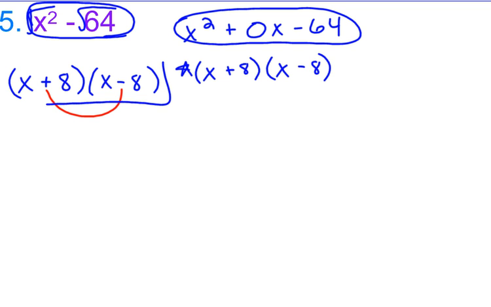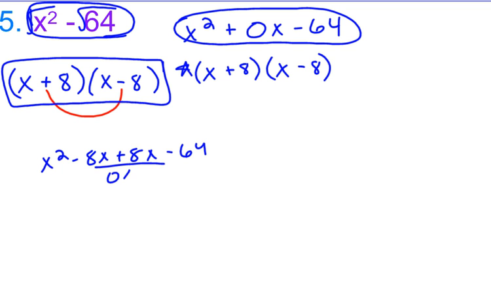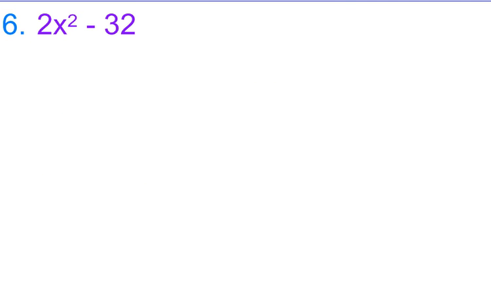So there's my answer. X plus 8, x minus 8. And you could FOIL that out, and you'd see that your middle terms do indeed cancel to get 0x. So you're left with x squared minus 64. The nice thing about all of these is you can check them all by FOILing. Number 6 then, do I have a greatest common factor?